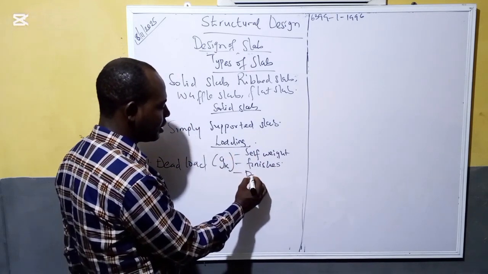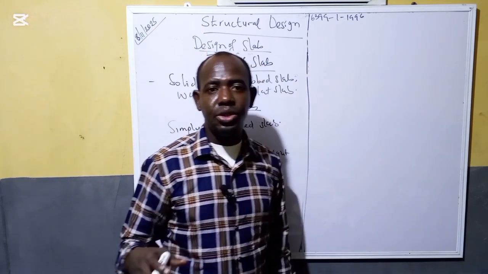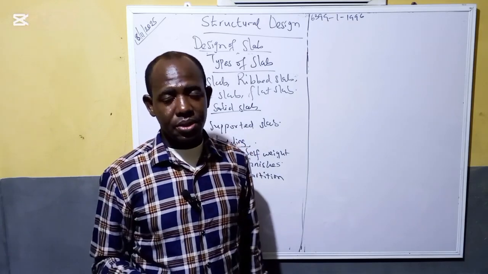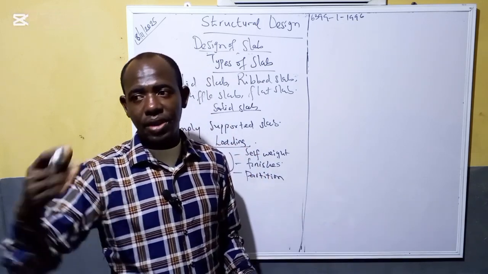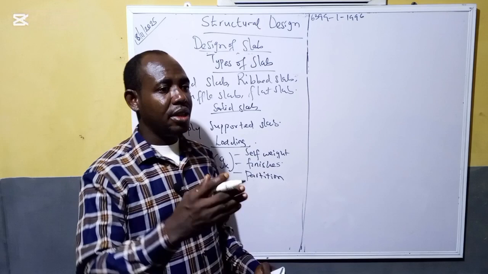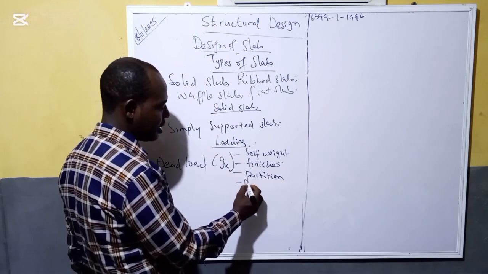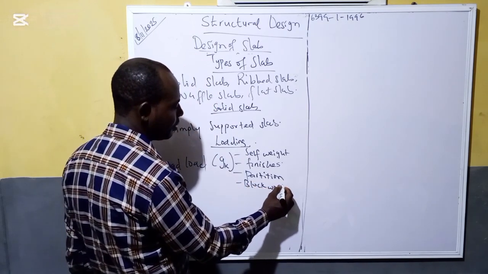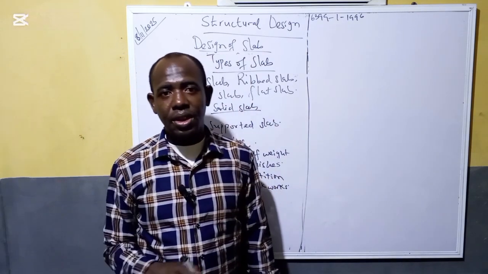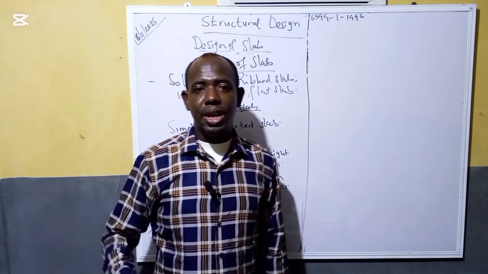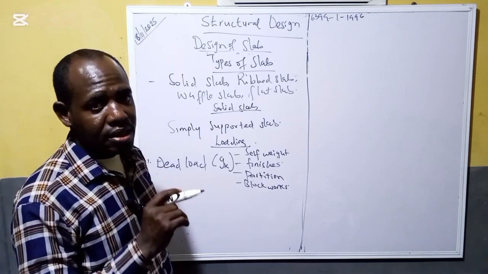Also we have partitions. Some light partitions are used to divide the slab into different rooms, maybe in an office, after you have constructed the building and want to divide it into different rooms. Then we also have block works. Sometimes you put block walls on the slab, even in between, and these block walls also serve as part of our dead load.